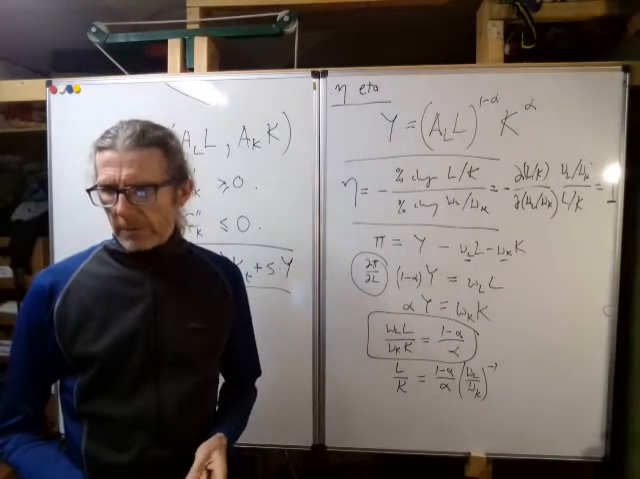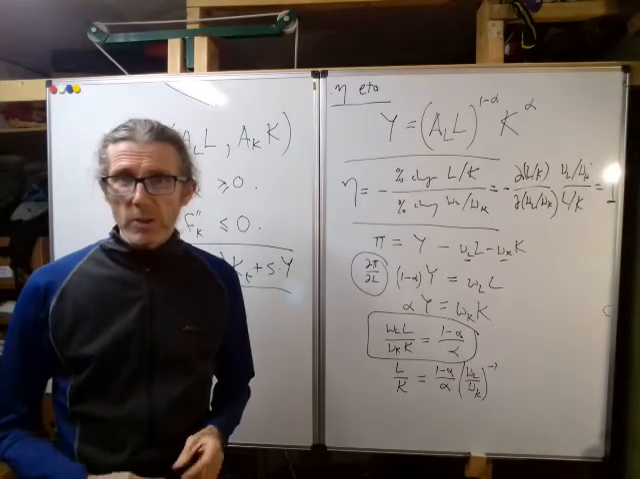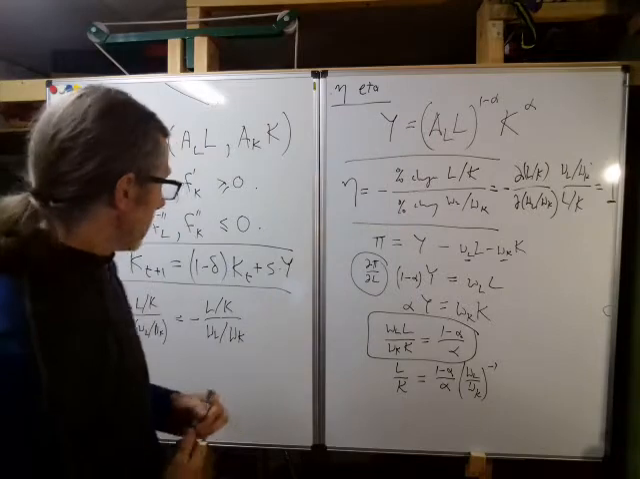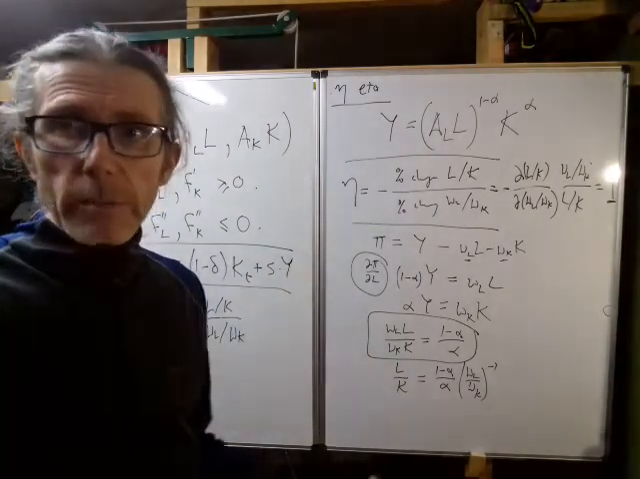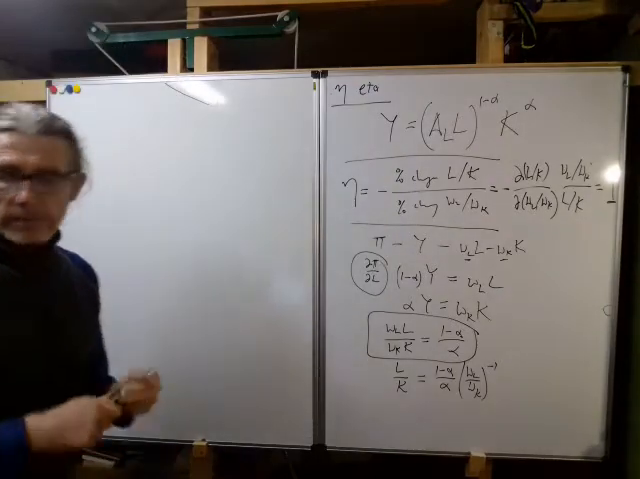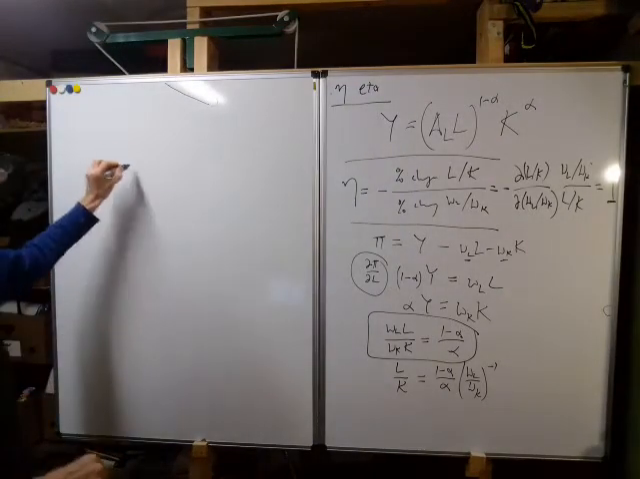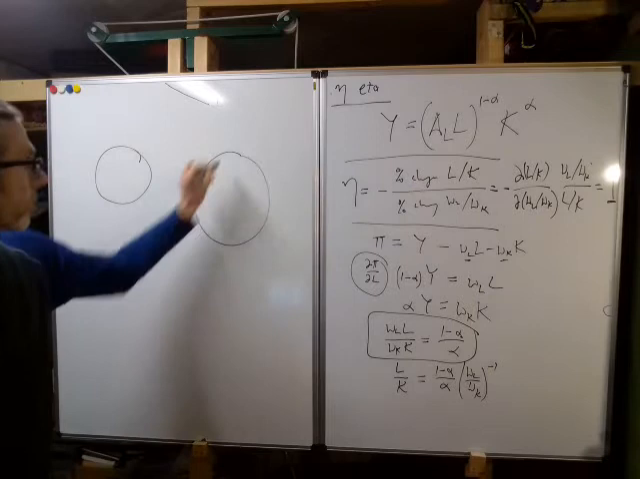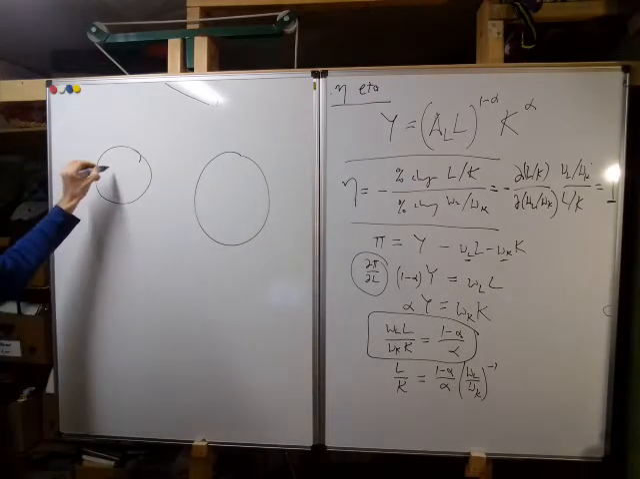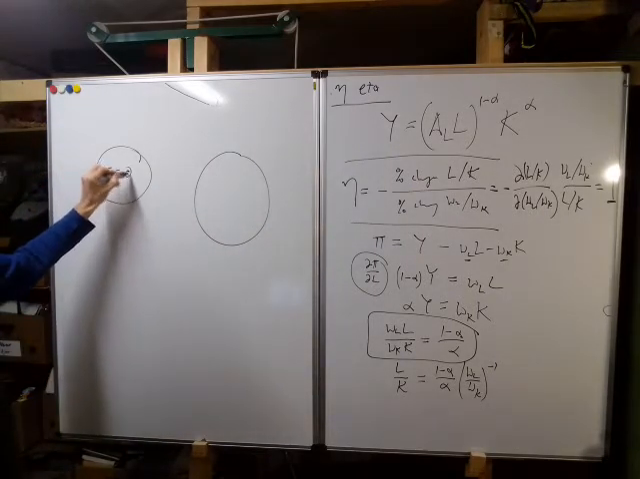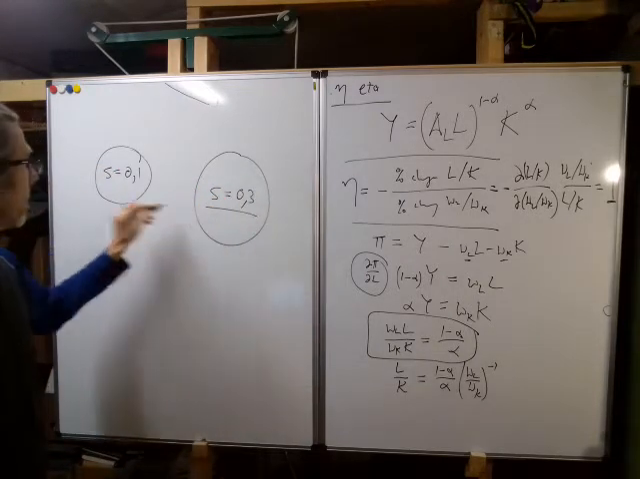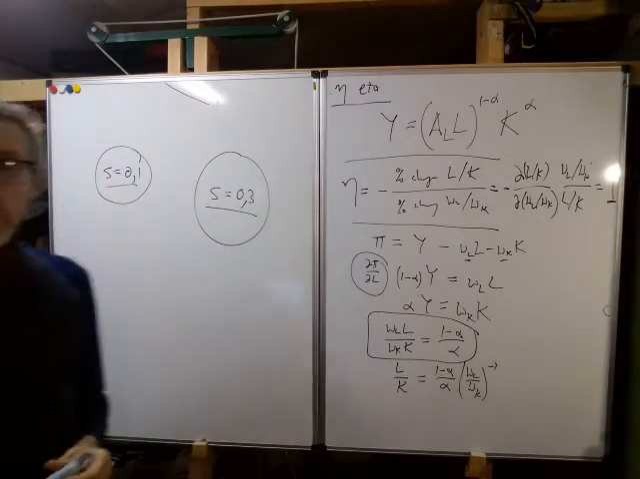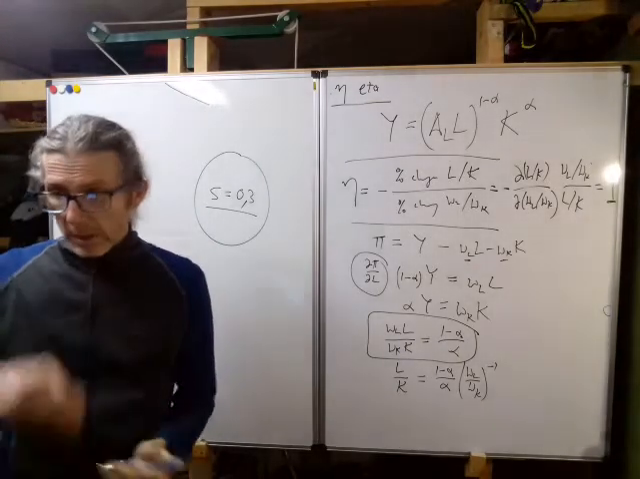Discuss the effects of different savings rates across countries. So, what's this question? I'm going to pause the video and clean up here. Okay, effects of different savings rates. So we've got two different countries. One has s is 0.1 and another one has s is 0.3. What happens in the long run in those different countries?